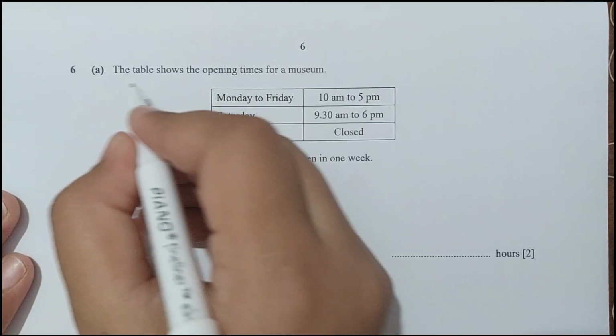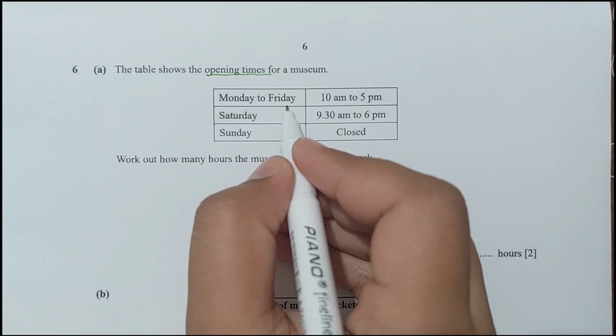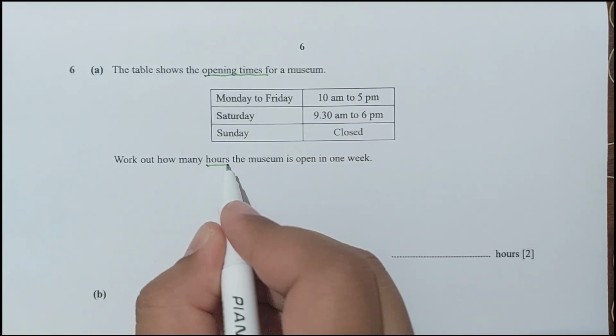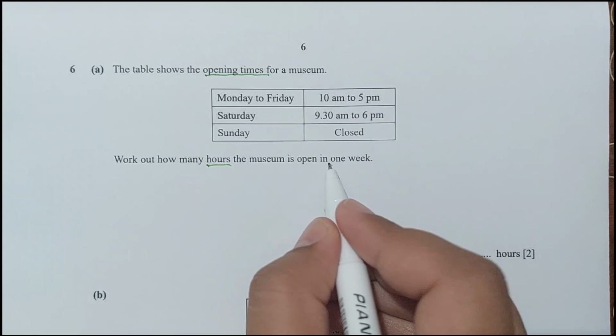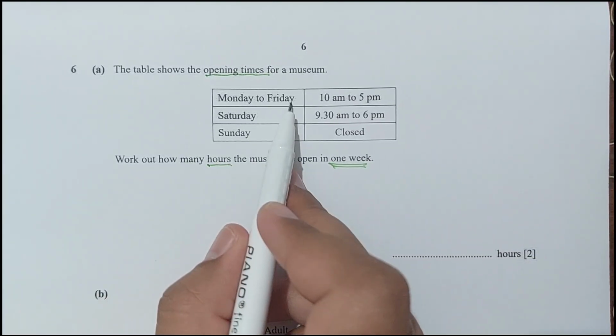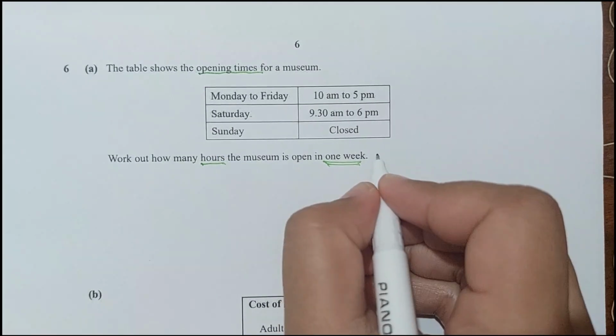Question number 6, part A. The table shows the opening time for the museum. Monday to Friday, Saturday, and Sunday. Work out how many hours the museum is open in 1 week. 1 week has 7 days. Monday to Friday are 5 days. Saturday and Sunday is one day each. So total are 7 days.